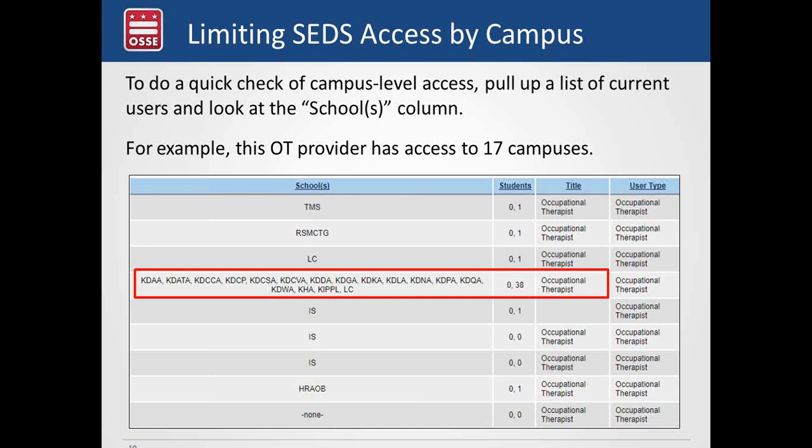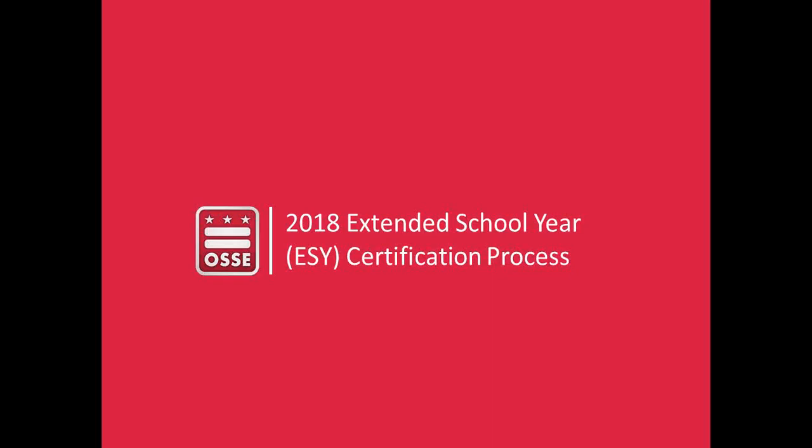Here's a screenshot of an occupational therapist that has access to 17 campuses. Now, this could be somebody that literally goes around and serves students at 17 campuses, so this could be totally appropriate, or perhaps it's an error. Either way, we're asking LEA special ed POCs to take a glance at their users and see that level of access at the campus level and make sure it's the appropriate level of access.